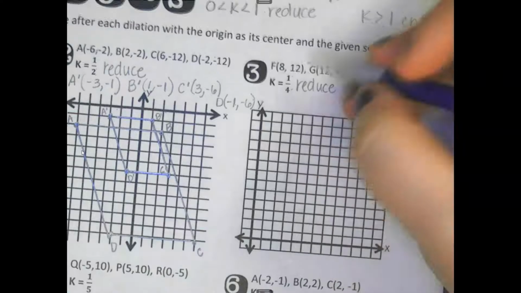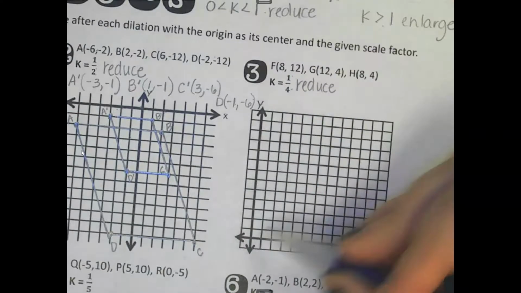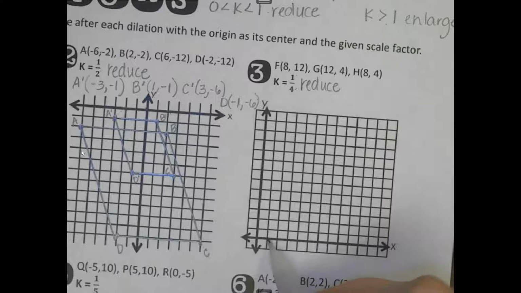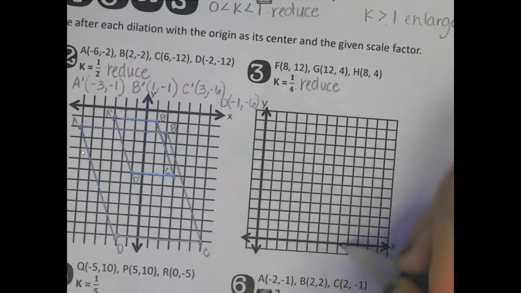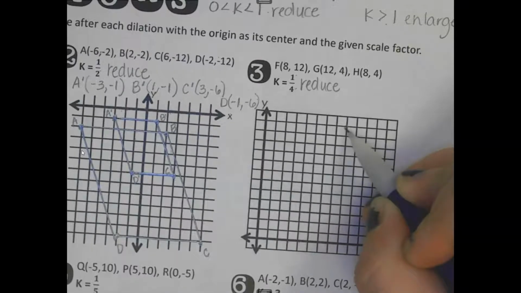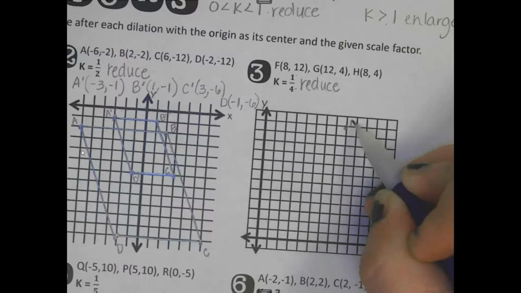Okay, so let's go ahead and plot our 4 points. 8, 12. Here is our origin. So that's where we start. So I'm going to go over 8. 1, 2, 3, 4, 5, 6, 7, 8. And up 12. 1, 2, 3, 4, 6, 7, 8, 9, 10, 11, 12. I'm going to label that F.